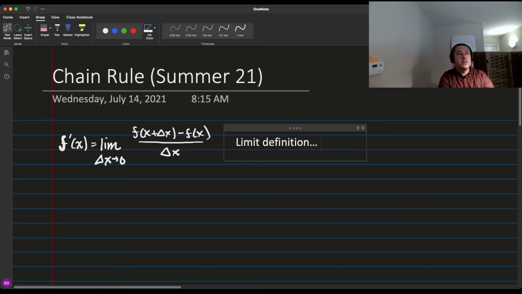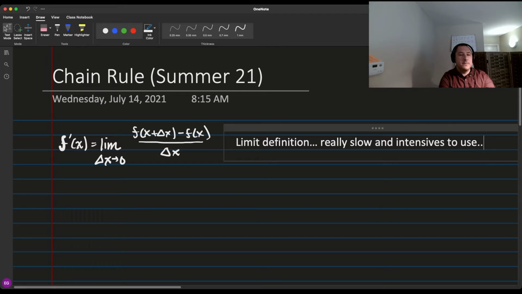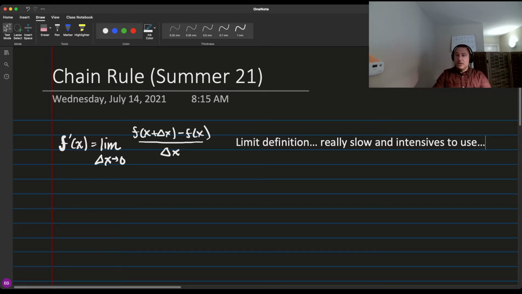Okay, the only problem with it is that it's really slow and intensive to use. Like, nobody wants to use the limit definition for the most part. So instead of doing the limit definition, we started looking at the derivative rules.